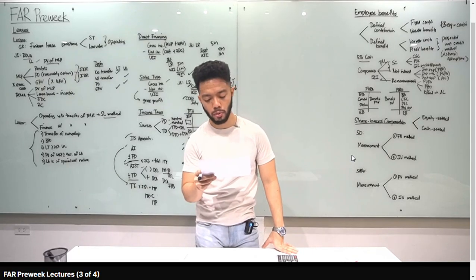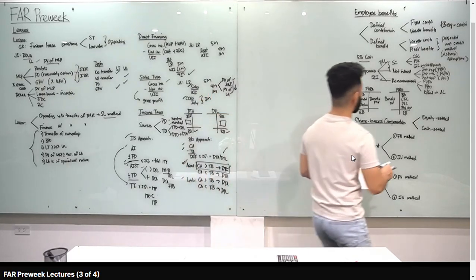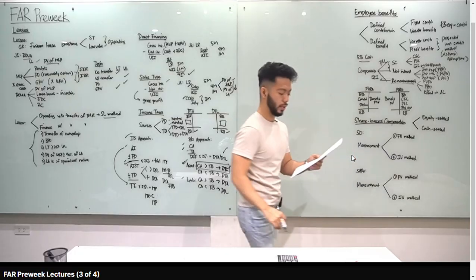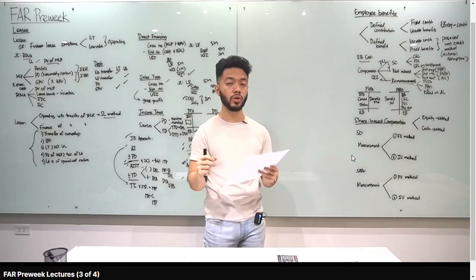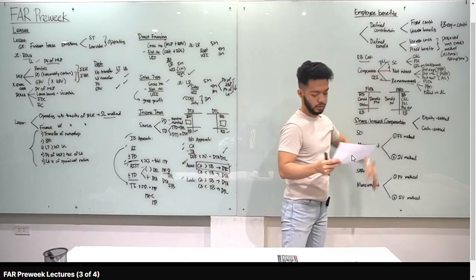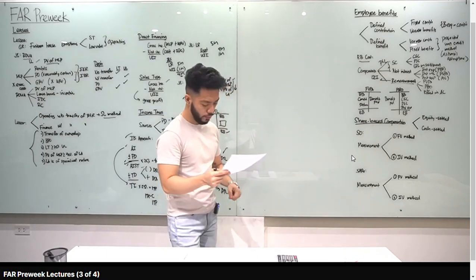Number 3, which of the following components shall be recognized through OCI? Yung OCI natin, yung mga remeasurements. Okay? Na yung sagot mo dyan. Remeasurements. Yung current service cost, past service cost, and interest, P&L sila. Okay? So, yung sagot natin. Let's go to the problem solving.